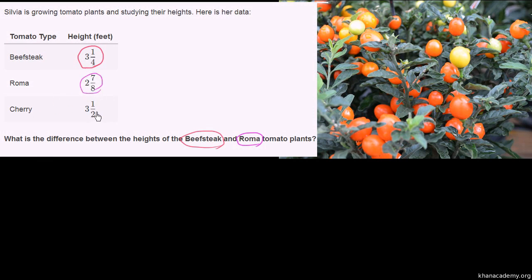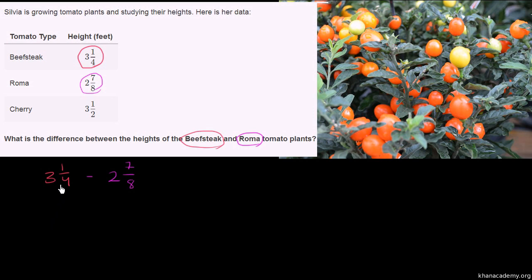So they want us to find the distance between these two heights. So this cherry tomato height, this was really unnecessary for the sake of this problem. So we want to find the difference in these two heights. So we want to subtract the smaller of these from the larger of these. So we're really trying to evaluate what 3 1/4 minus 2 7/8 is.